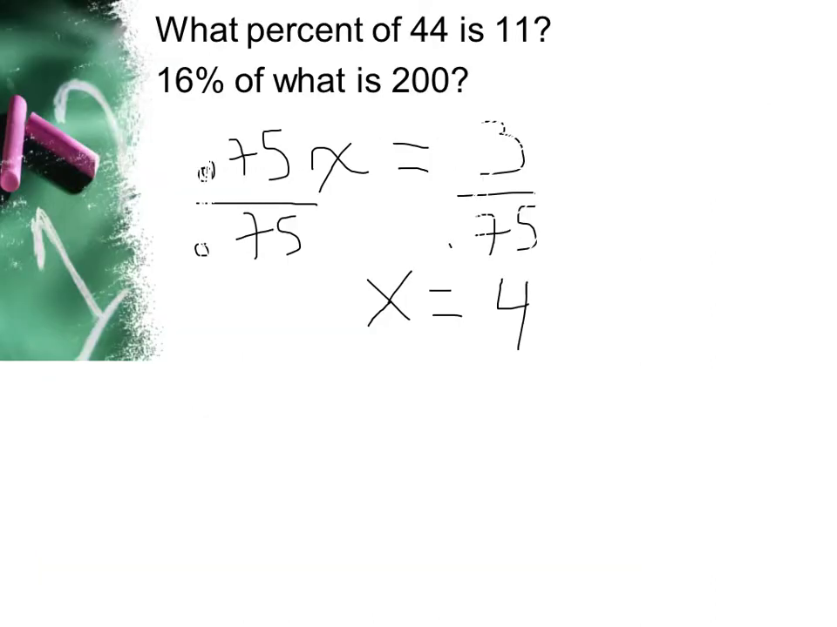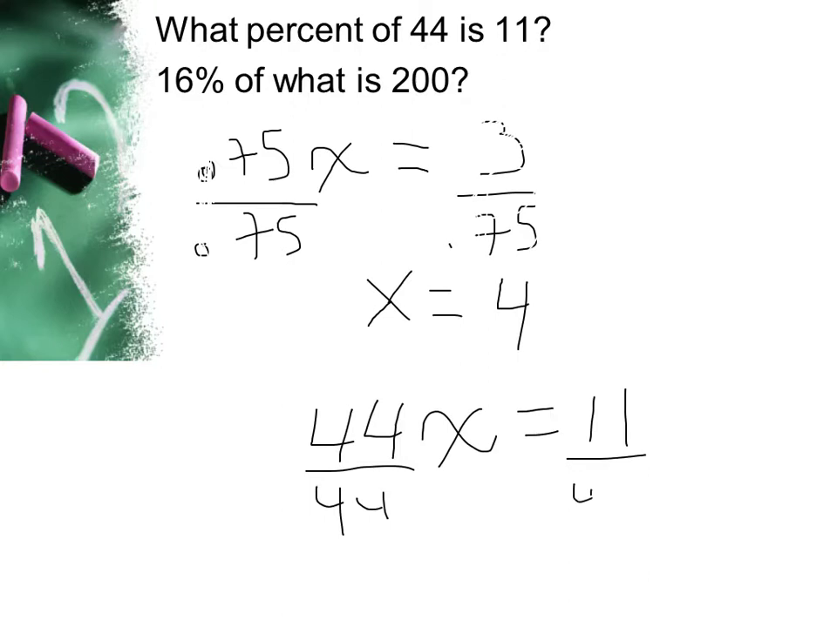Okay, the next one is: what percent of 44 is 11? What percent? I don't know what that is. Of 44, that's the Q. So 44 times the percent, which we'll call X, is 11. Now we just divide both sides by 44. So X is equal to 11 divided by 44. You get 0.25, which is 25%.